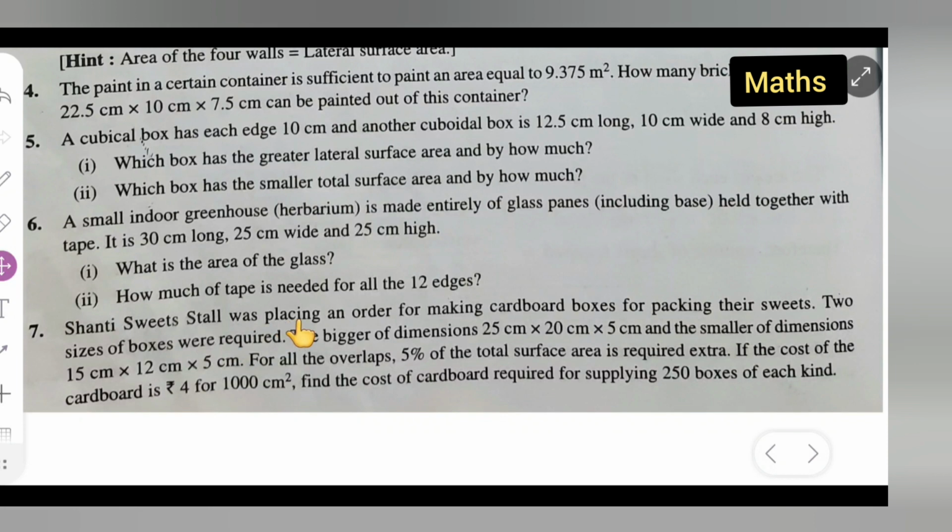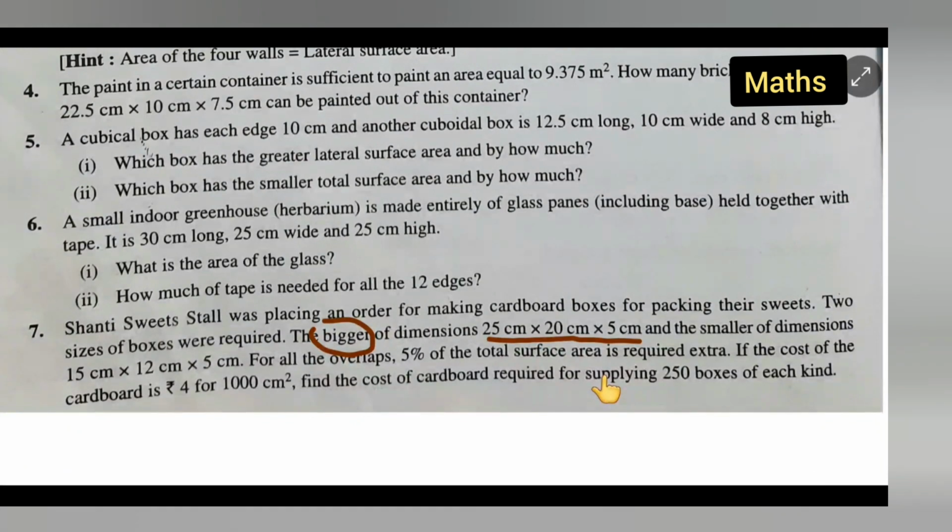Shanti's sweet stall was placing an order for making cardboard boxes for packing their sweets. Two sizes of box were required. The bigger dimensions are 25 into 20 into 5. Okay, so this will be your length, this will be your breadth, and this will be your height. This is for the bigger boxes.